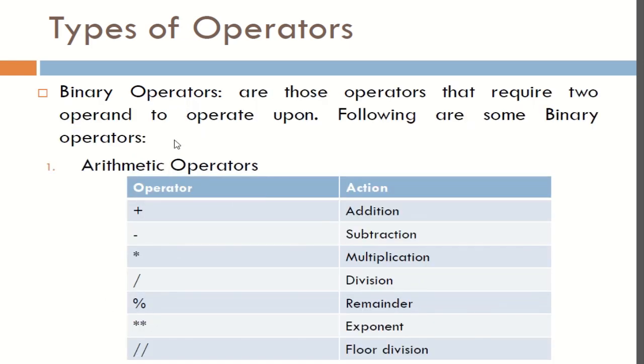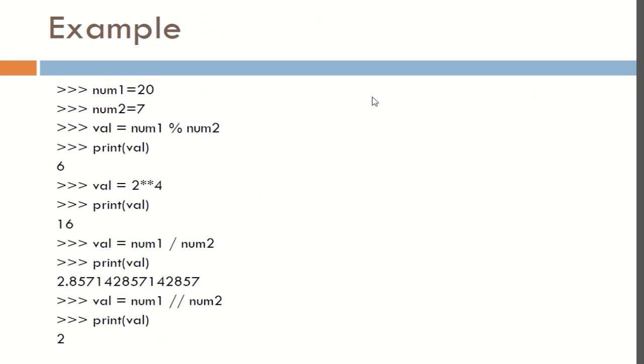Now binary operators. What is a binary operator? Binary operators are those operators that require two operands to operate. Arithmetic operators are available: plus, minus, multiply, divide, remainder, exponent, and floor division. For example, number 1 is 20 and number 2 is 7. If we want the remainder, number 1 mod number 2, print value, we'll get 6. This is the remainder.